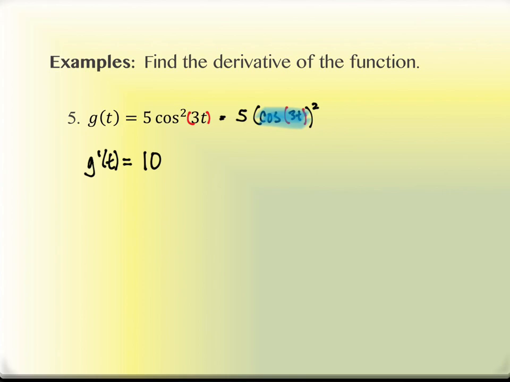That's fine. The part that's in blue gets rewritten. I'll do it in a second. And then I decrease the power to 1. So it's 5 blue squared. Well, that's 10 blue to the 1. And that's what it is. The blue part gets rewritten. So that's the cosine of my 3t.